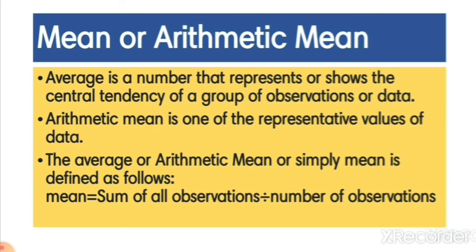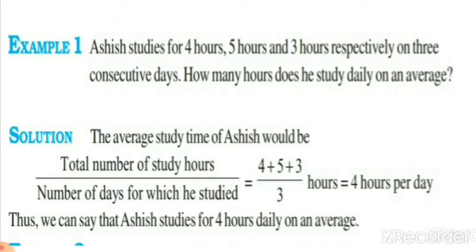If data is given to us, if observations are given to us, we have to add all the observations and then divide the sum of all the observations by the number of observations. Let us understand this through one example. Ashish studies for 4 hours, 5 hours and 3 hours respectively on 3 consecutive days. How many hours does he study daily on an average?